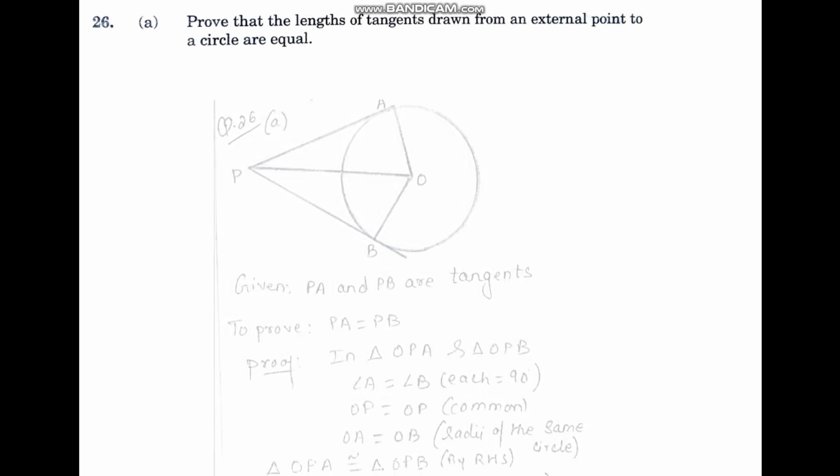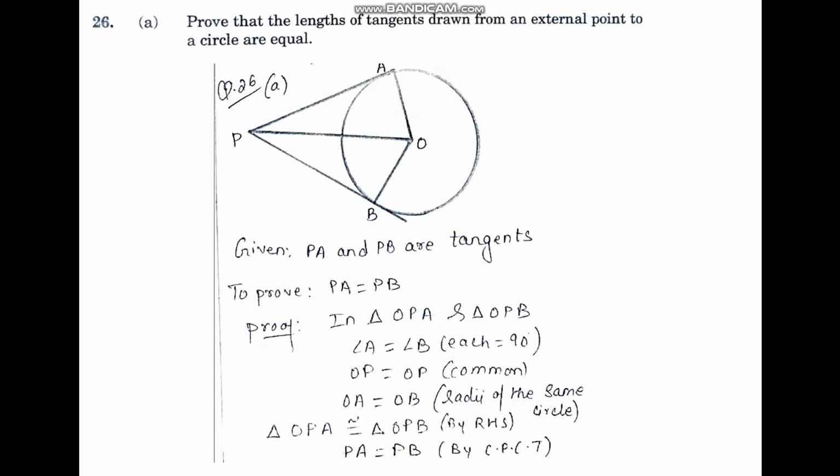Next is, prove that the lengths of the tangents drawn from an external point to a circle are equal. Here you can see that we have drawn a circle. PA and PB are two tangents drawn from an external point P, and now we take triangles OPA and OPB. Angle A equals angle B because they are both equal to 90. OP equals OP, it is a common side. OA equals OB because they are radii of the same circle. So by RHS criteria, both the triangles are congruent. When two triangles are congruent, all their parts are equal by CPCT. So PA equals PB, which we needed to prove.